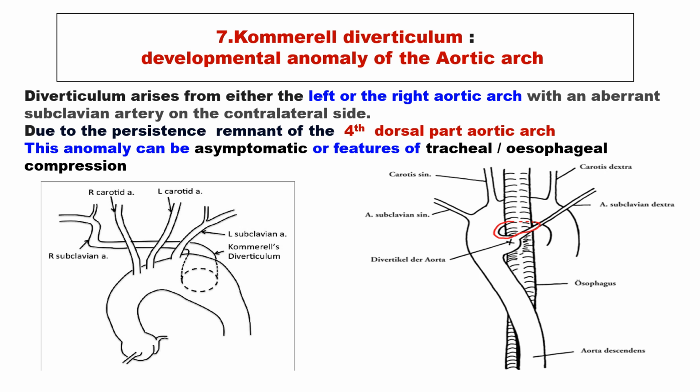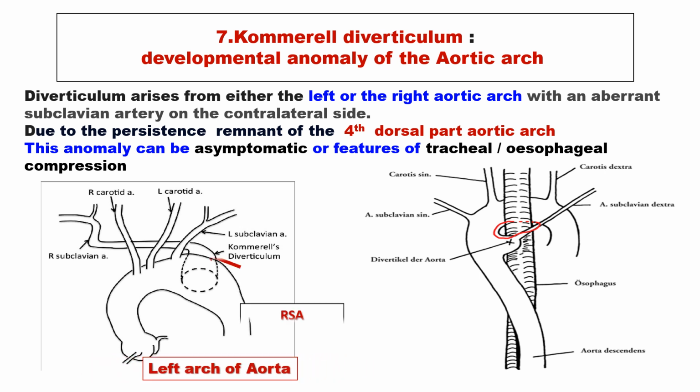Humeral diverticulum, a developmental anomaly of the aortic arch. The diverticulum arises either from left or right aortic arch with the aberrant subclavian artery on the contralateral side. This is mainly due to the persistence of remnant of the fourth dorsal part of aortic arch. This anomaly can be asymptomatic or show features of tracheal and esophageal compression.